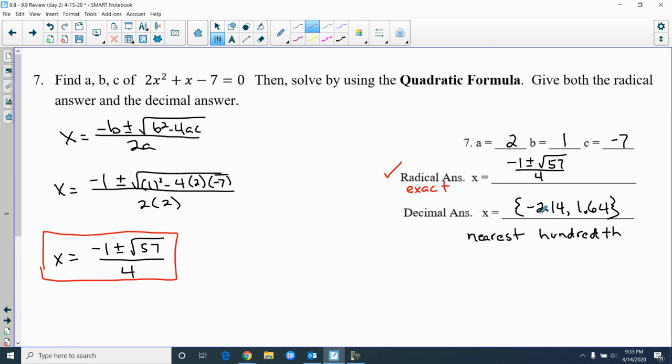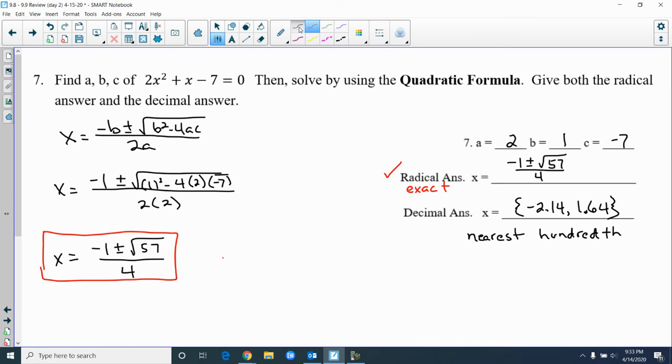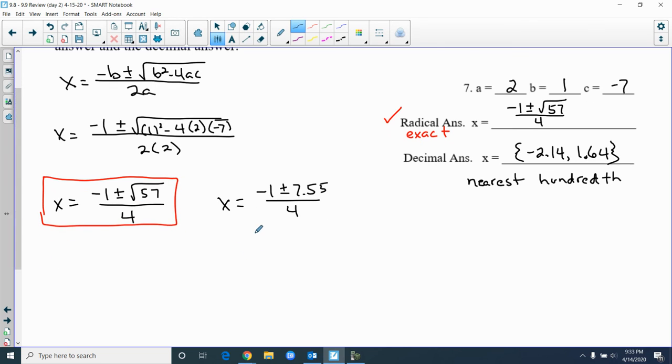Now, here's how we get the decimal. It's not a whole number. If it was, we will always write it down like plus or minus 5 or plus or minus 10. It's not. We're going to round this to the nearest hundredth. So go to the third spot. It's a 9. That means that 4 is going to kick up to a 5. So it's going to be 7.55. So this is now x equals negative 1 plus or minus 7.55 divided by 4.